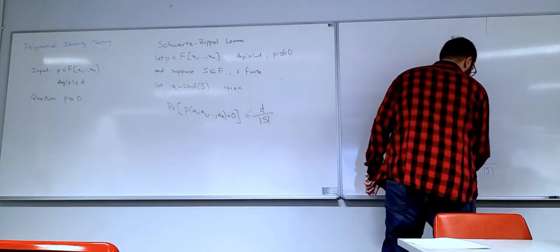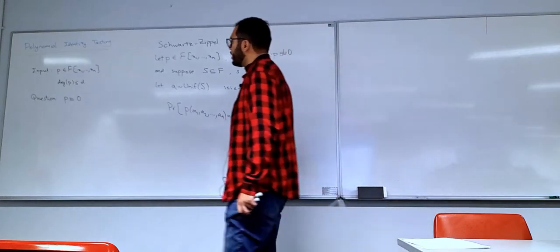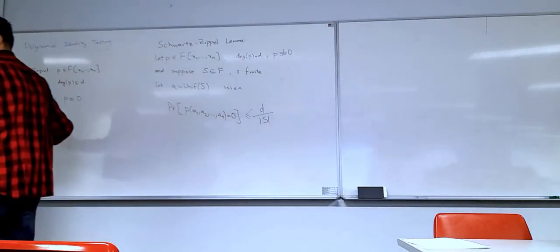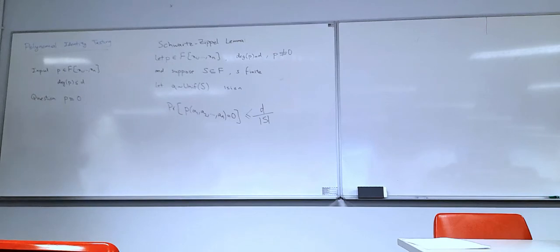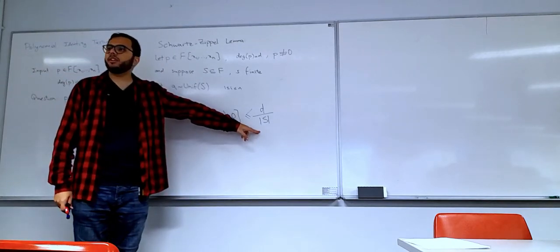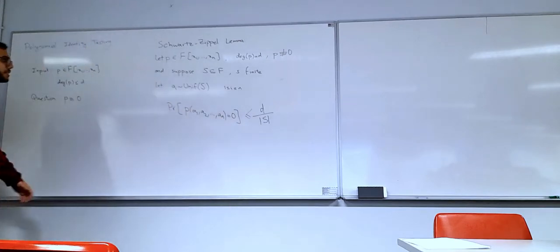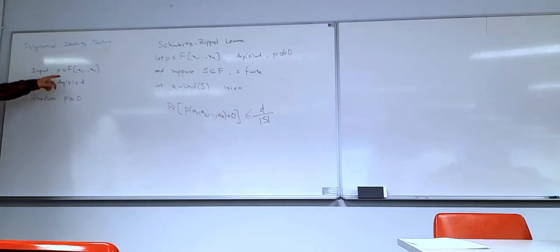But how does this help us? Now that I have this lemma, how do I solve this problem? Well, the degree of my polynomial is fixed, right? I just need to choose my set S to be large enough. Okay. Now, can I do that? Well, it depends on how big this field is, right?